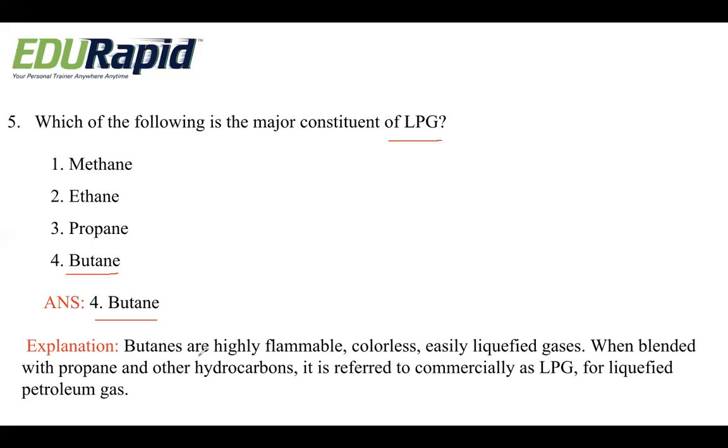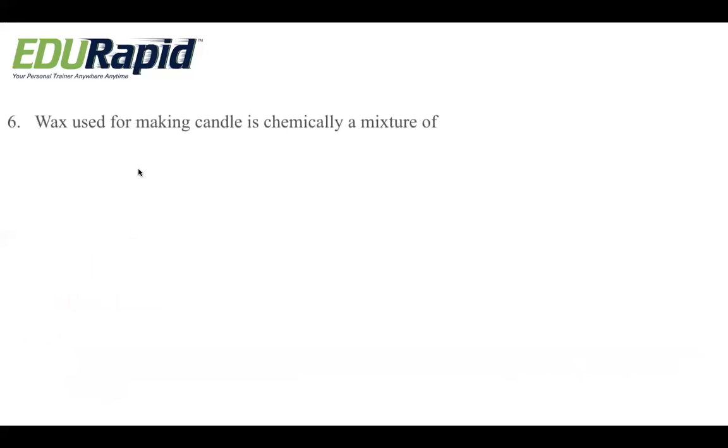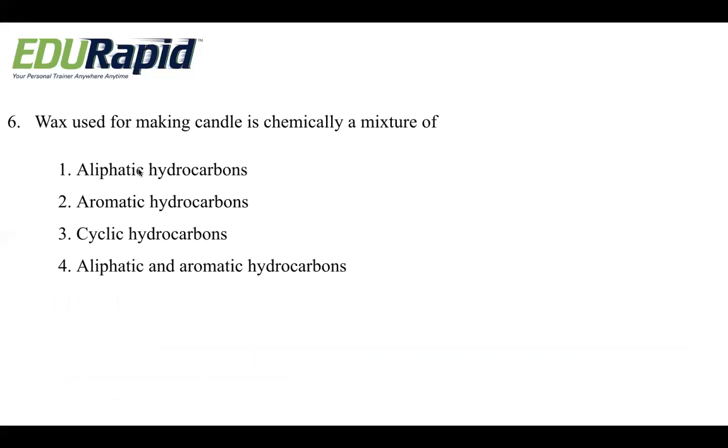Butanes are highly flammable, colorless, easily liquefied gases. When blended with propane and other hydrocarbons, it is referred to commercially as LPG, for liquefied petroleum gas. So this is about the LPG. Wax used for making candles is chemically a mixture of, right?